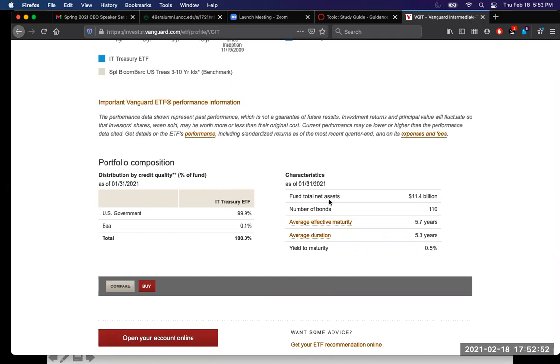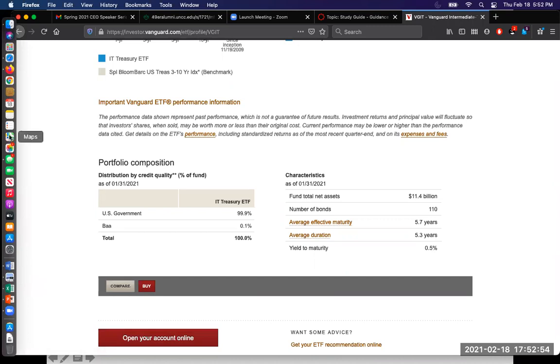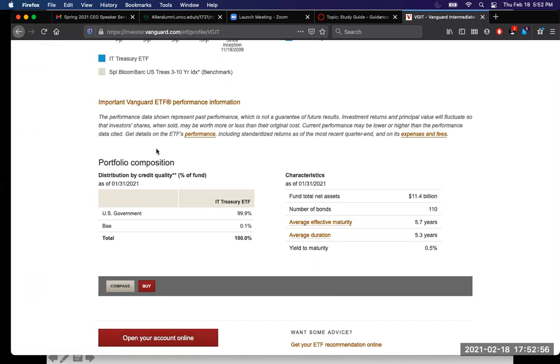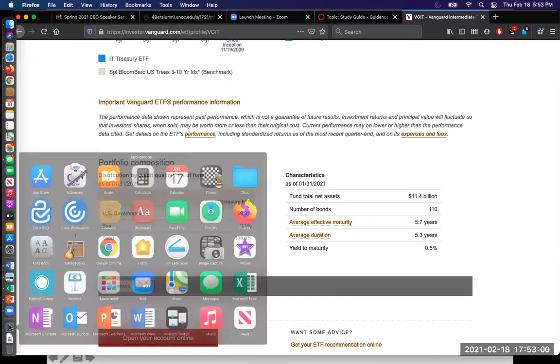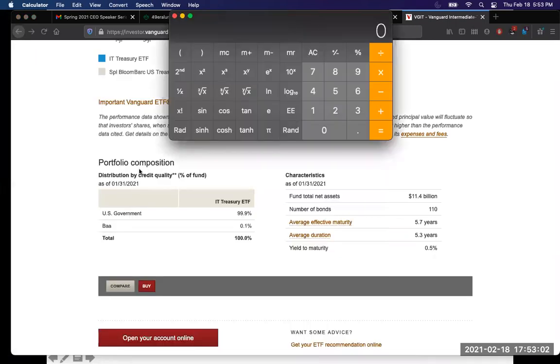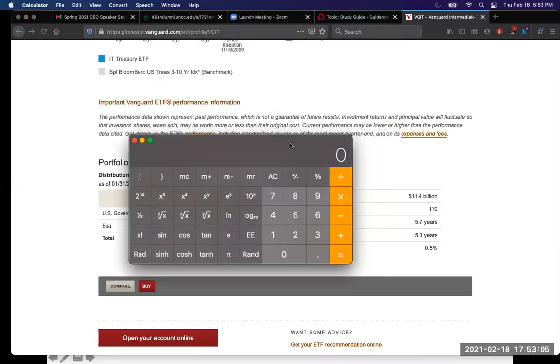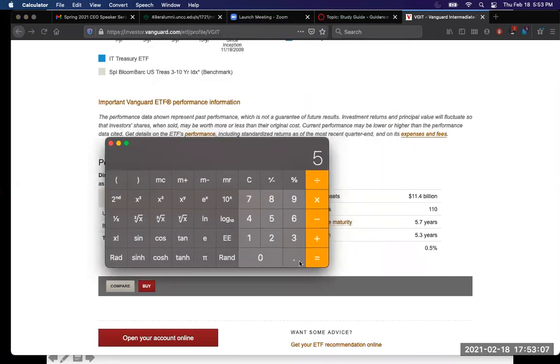Yield to maturity, 0.05. So let's see. For an investor who's wanting to figure out how much interest rate risk exposure that provides to my portfolio if I include it, 5.3 divided by 1.00, now semi-annual, so 25 basis points, 0.25%.